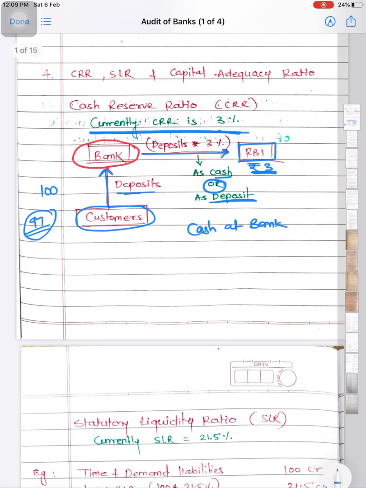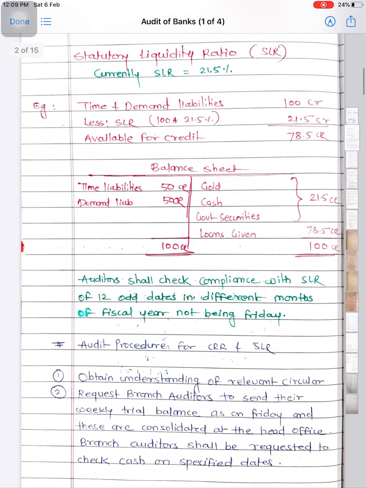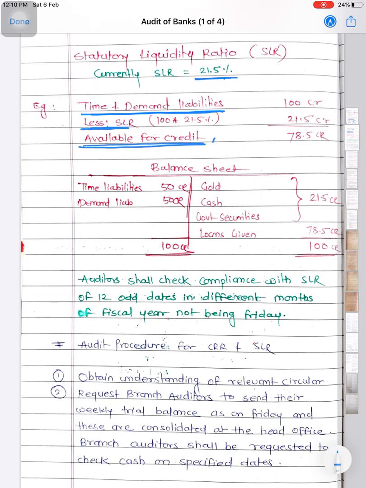Now the next point is SLR, the statutory liquidity ratio. I have again taken the example of the current rate, which is 21.5%. This rate keeps on changing, so currently it is 21.5. See, what banks need to do: whatever is the time and demand liabilities, excluding a certain percentage, the remaining amount is the only amount available for credit, that is, advances and loans the bank can give.